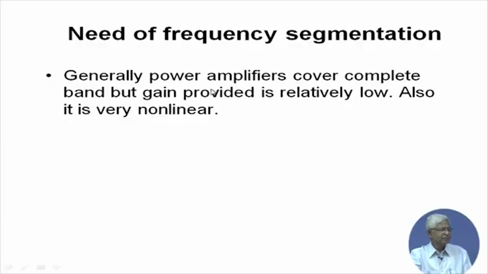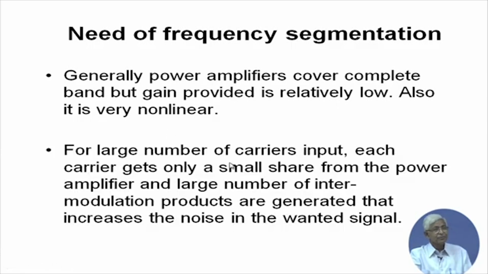Generally, the output power amplifier covers the complete band. It is a wideband amplifier, but the gain provided is relatively low, and of course, you have to give maximum power. So, you have to drive it to the maximum, near saturation. So, it is nonlinear. Therefore, many spurious will be generated. For a large number of input carriers, meaning the different users sending signals, each carrier gets only a small share of the total power given by the amplifier, and a large number of intermodulation products also will be generated, which will act as noise.